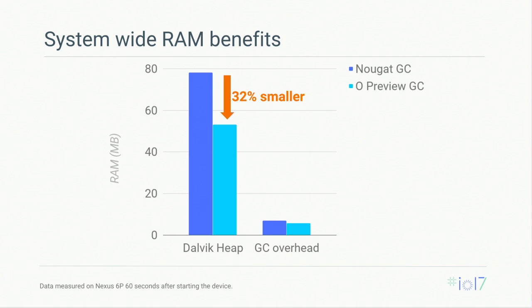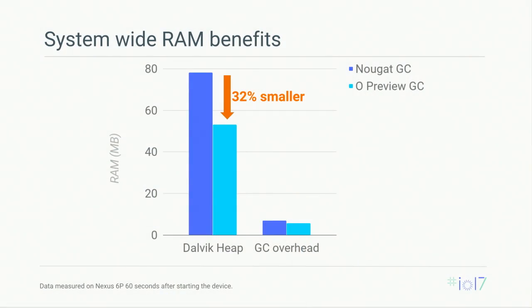Now, you might be wondering, how much RAM can we save by compacting foreground applications as well as background applications? Well, the average heap size is 32% smaller compared to the Android N concurrent mark sweep garbage collector. And RAM loss to GC overhead is also a little bit smaller.